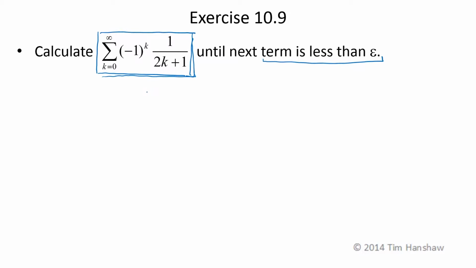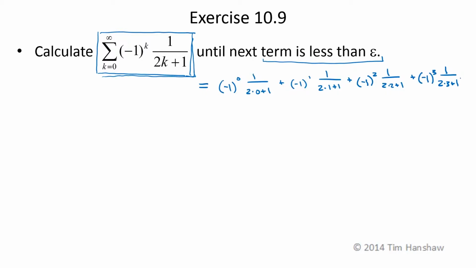So, if I'm calculating terms in this summation, for k equals 0, I get negative 1 to the 0th over 1 times 2 times 0 plus 1, plus, when k is equal to 1, I get negative 1 to the 1st over 2 times 1 plus 1. When k is equal to 2, I get negative 1 squared over 2 times 2 plus 1, plus, when k goes to 3, negative 1 cubed over 2 times 3 plus 1, plus a bunch of other terms. These 4 terms are probably enough for me to pick up the pattern on how I'm going to solve this problem.